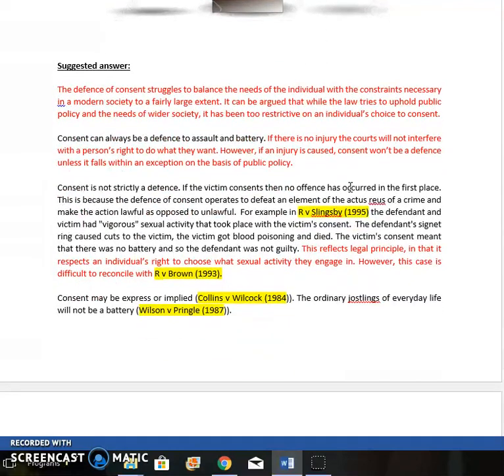So first rule is that consent can always be a defence to assault and battery. Reason for that, bit of analysis here, AO2, is that if there's no injury, the courts will not interfere with a person's right to do what they want. But of course, if an injury is caused, consent won't be a defence unless it falls within an exception. And that's because of public policy, that we don't want people causing injury without good reason, if you like.